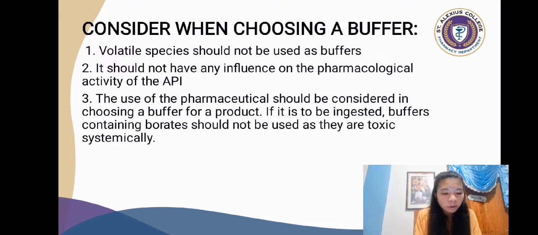And last, the use of pharmaceuticals should be considered in choosing a buffer for a product. If it is to be ingested, buffers containing borates should not be used as they are toxic. So there are things talaga na kailangan natin i-consider when we choose a buffer for a product. So, if it is ingested daw, if itinitulon natin, pumapasok sa lalamunan natin, sa loob ng tiyan natin, hindi dapat tayo gumagamit ng buffer that contains borate because they are toxic systemically, just like the sodium borate.